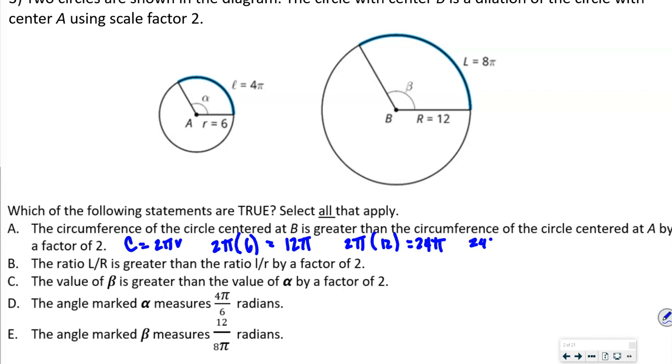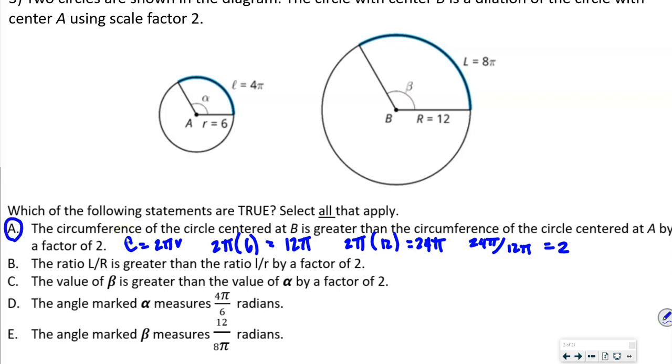So we're going to do the 24 pi divided by the 12 pi. The pi's cancel out. 24 divided by 12 is 2. So that's a true answer. The circumference of B is greater than A by a factor of 2.